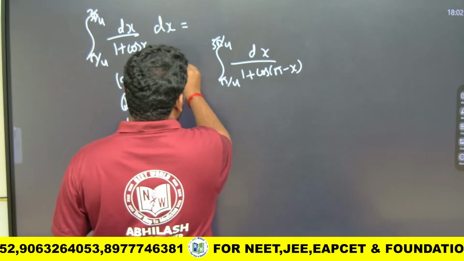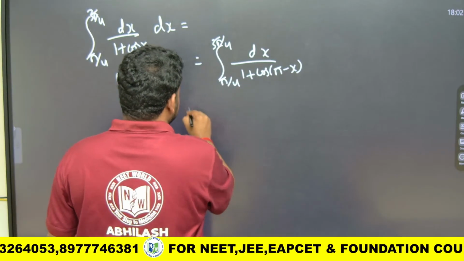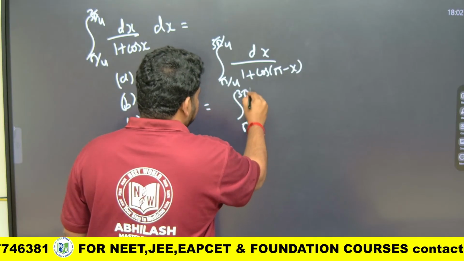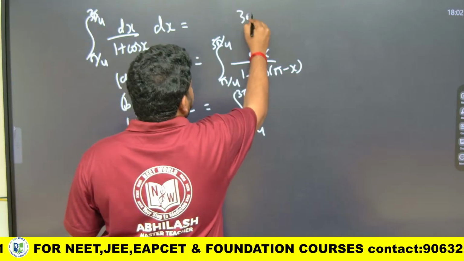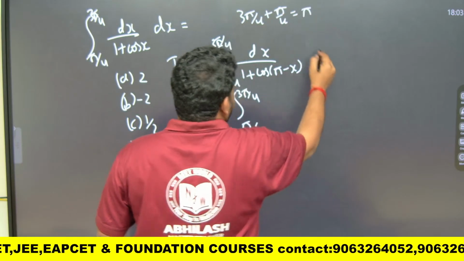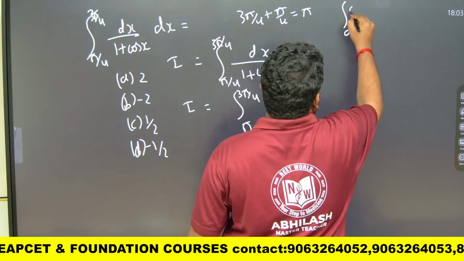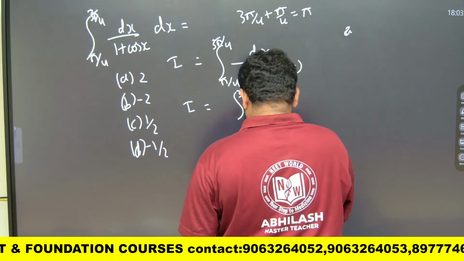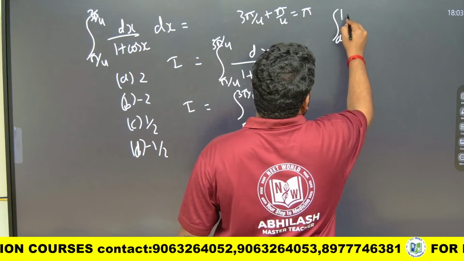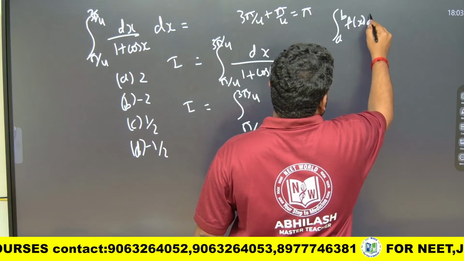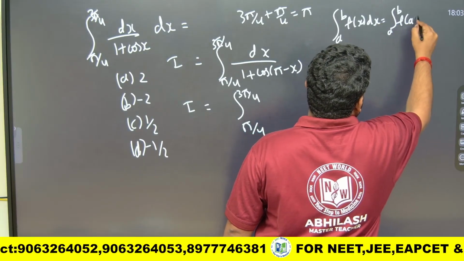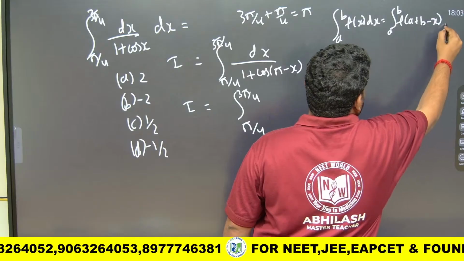So I is equal to cos of pi minus x. This will become equal to what? Pi by 4 to 3 pi by 4. Now 3 pi by 4 plus pi by 4 is nothing but equal to pi. So this is of the form a to b. Just observe here, this is of the form integral of a to b f of x dx is equal to integral of a to b f of a plus b minus x dx.